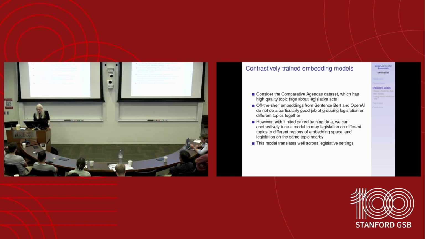And so I want to give an example of this that comes from the Comparative Agendas data set. This is a data set, you can go download it online, which is why we used it for this example, and it has really high quality topic tags about legislative acts. So think about this as bills in Congress, acts of parliament, etc. And it divides them into different detailed classes.